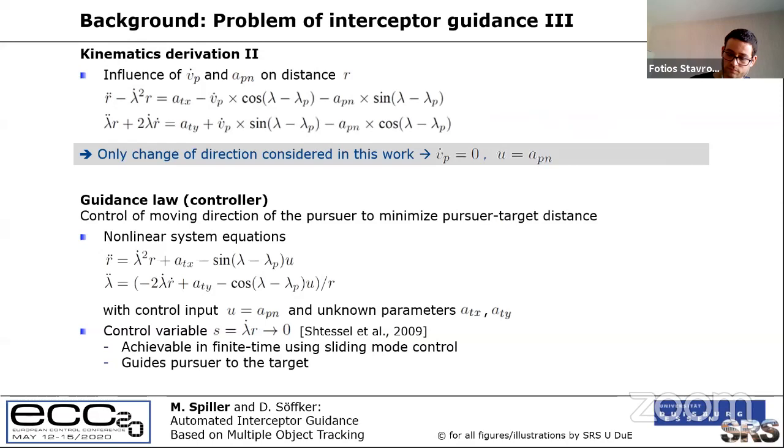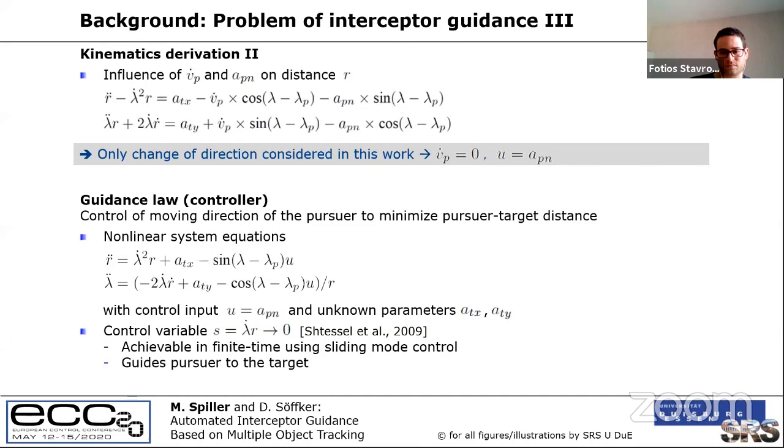Regarding the differential equations, the distance r between pursuer and target is affected by the target acceleration, the velocity change of the pursuer, and the normal acceleration of the pursuer. In this work, the change of the velocity of the pursuer is assumed to be 0. The moving behavior of the pursuer can only be changed by the normal acceleration, which changes the moving direction of the pursuer. So finally, a nonlinear system is achieved where the input u is the normal acceleration of the pursuer.